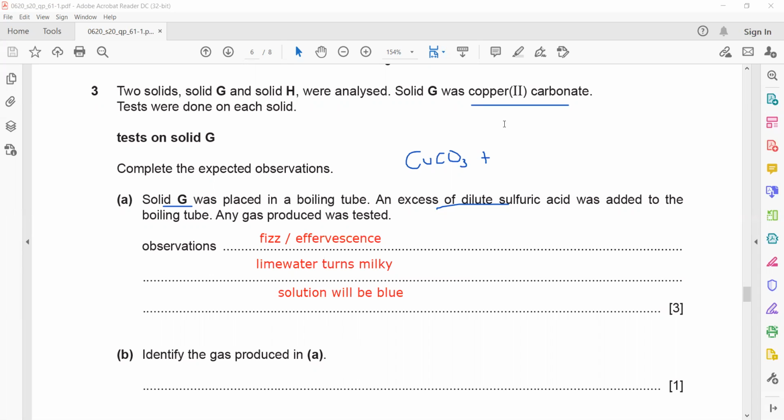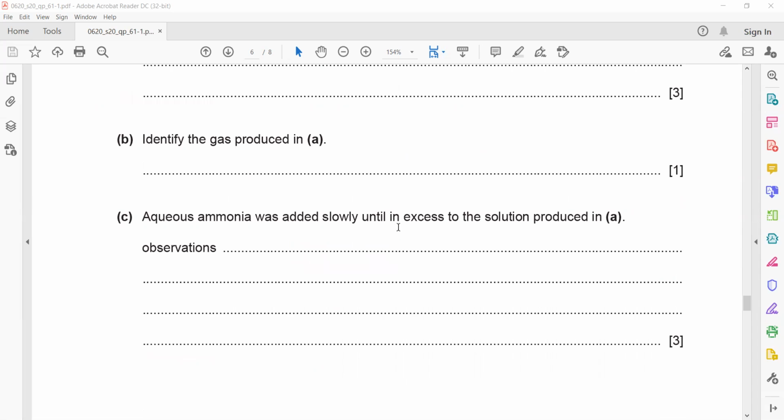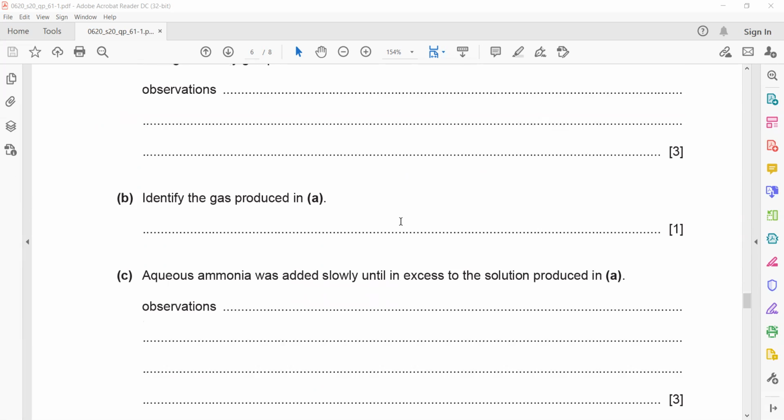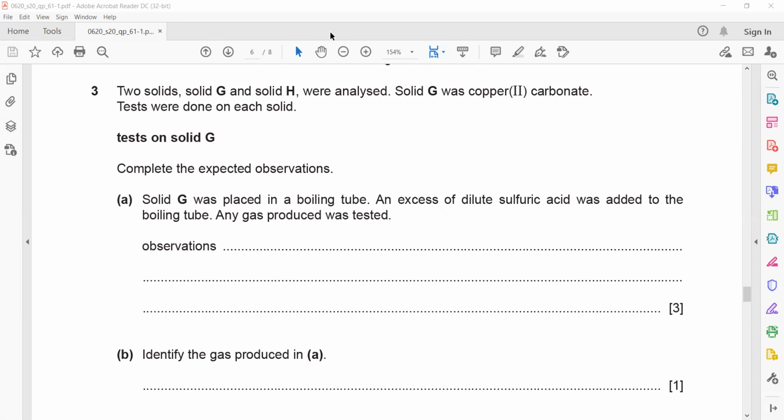Identify the gas produced in A. Which gas is released in A? That's carbon dioxide. Why does the solution turn blue? Because the solution turns into copper sulfate. Copper sulfate is blue in color.